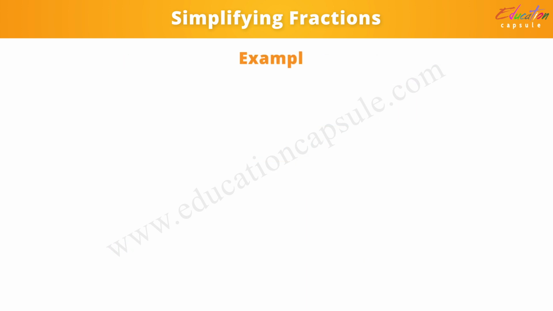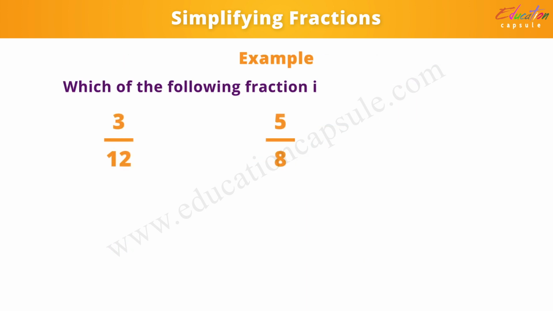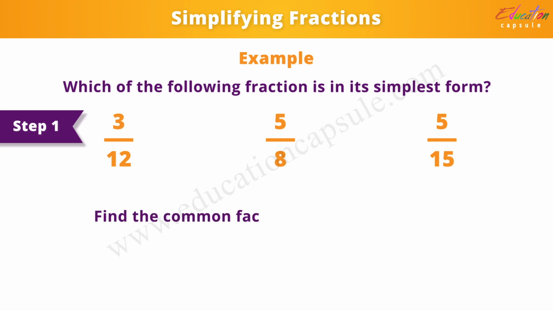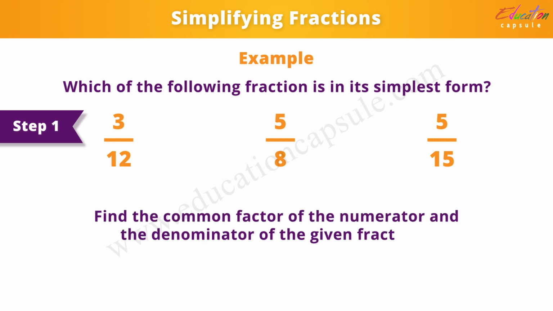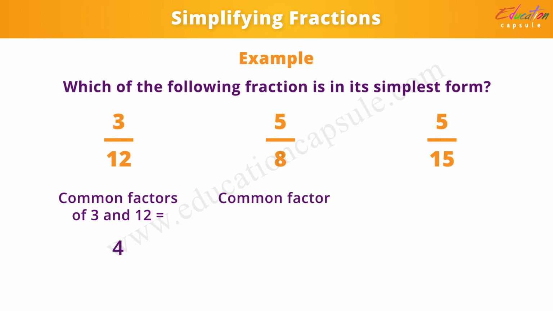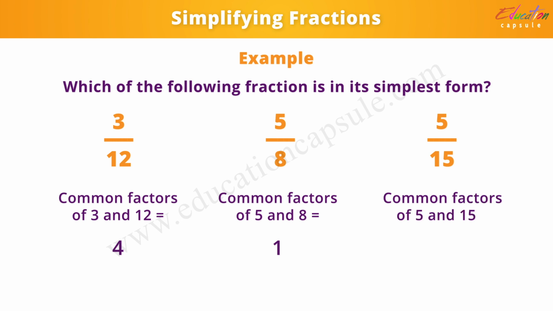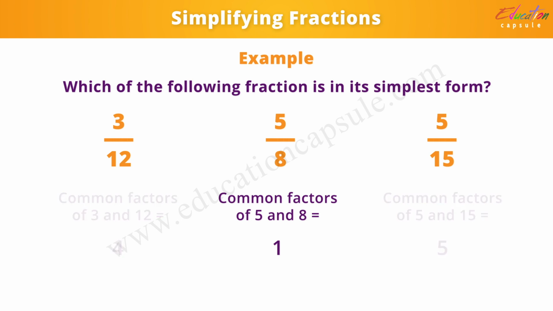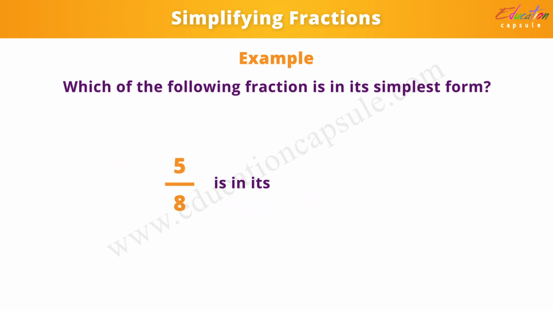Let's try an example. Which of the following fractions is in its simplest form? 3/12, 5/8, and 5/15. Step 1. Find the common factors of the numerators and denominators of the given fractions. In 3/12, the common factor of 3 and 12 is 4. In 5/8, the common factor of 5 and 8 is 1. In 5/15, the common factor of 5 and 15 is 5. As we can see, the common factor of the numerator and denominator of 5/8 is 1. It means this fraction cannot be simplified any further and is in its simplest form.